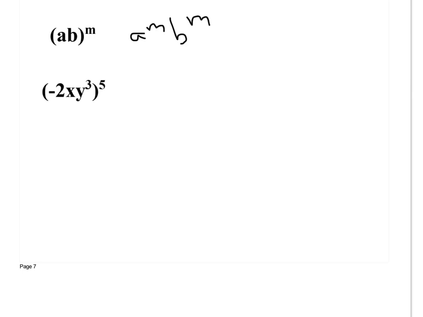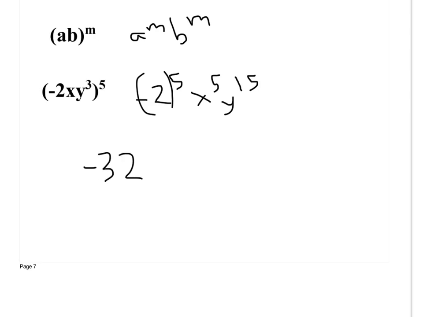So let's raise negative 2xy cubed to the 5th power. So you have negative 2 raised to the 5th power times x to the 5th power and y to the 15th. You're raising a power to a power, so you multiply. 3 times 5 is 15. Go ahead and work out negative 2 raised to the 5th power. Negative 2 times negative 2 is 4. Negative 2 times negative 2 is 4. 4 times 4 is 16. 16 times negative 2 is negative 32. X to the 5th, y to the 15th.